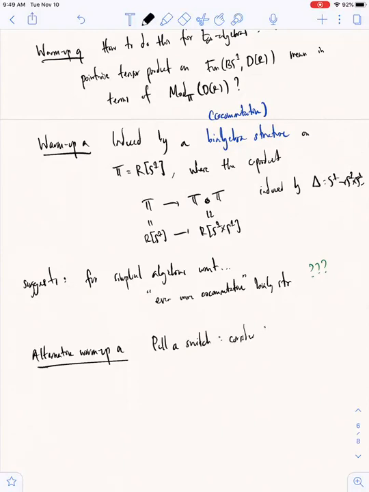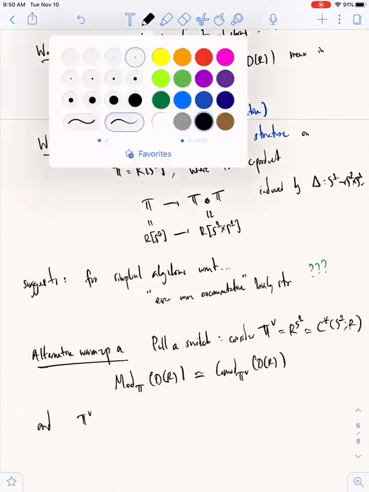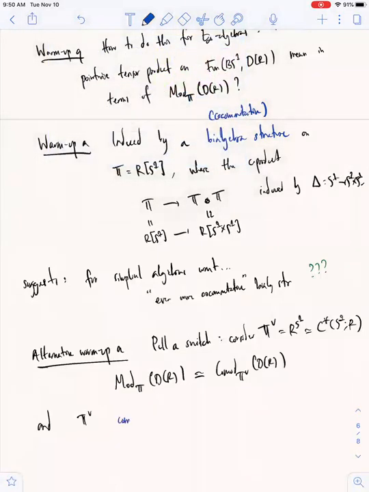You consider the dual object, T dual, the cochain algebra of the circle. And you do this weird thing: modules over T, so modules over chains, are the same thing as comodules over cochains. So a circle action can also be encoded as a comodule over cochains on the circle. And dually, what's important is that there's a commutative bi-algebra structure. The bi-algebra structure dualizes.